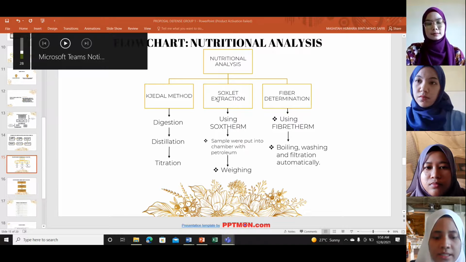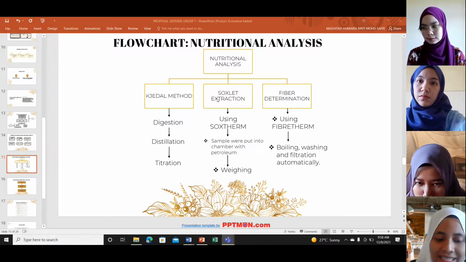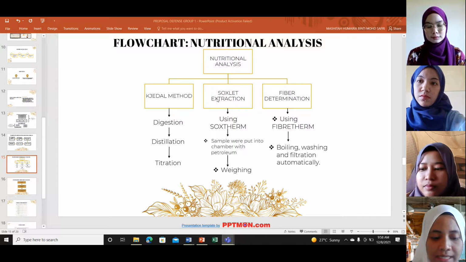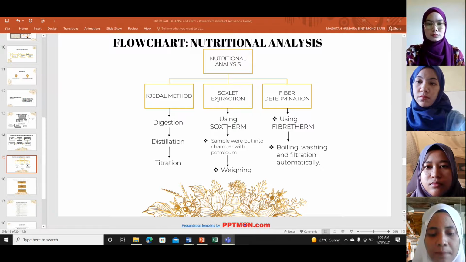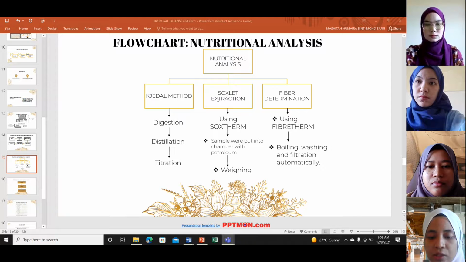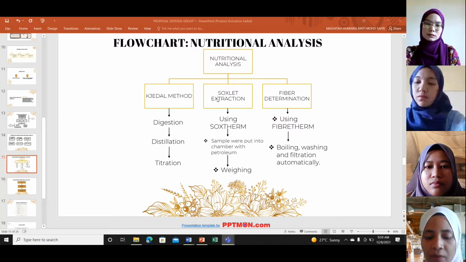For the nutritional analysis, we use the Kjeldahl method for the protein analysis. Samples are digested with sulfuric acid and a catalyst, and then the ammonia formed is distilled into boric acid, which will produce borate anion, and titrated with hydrochloric acid. The amount is the result that will present the protein content. The solvent extraction is used for the fat analysis using a Soxhlet machine. Samples are brought into a chamber with petroleum ether, and the weight before and after analysis will be calculated to know the total fat.